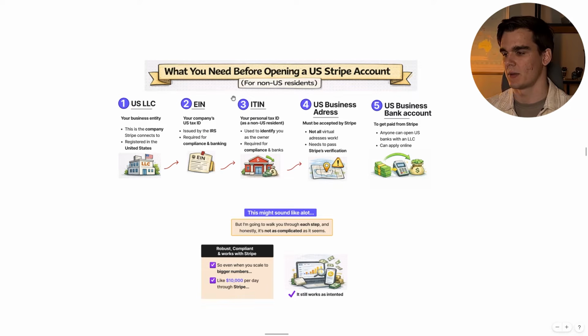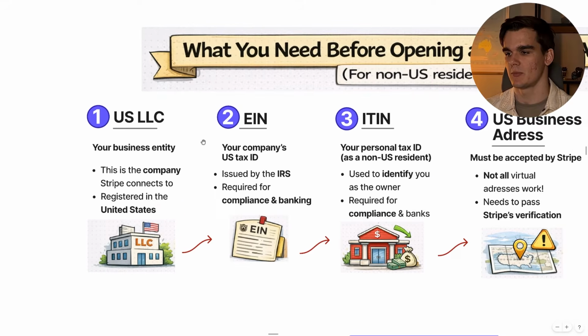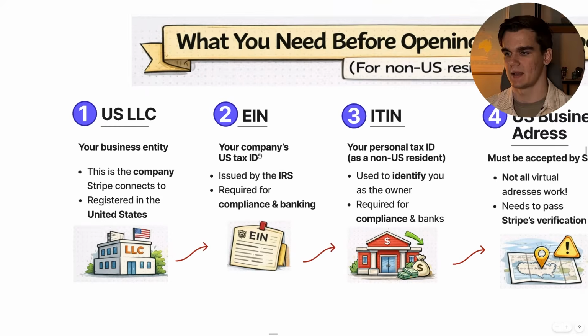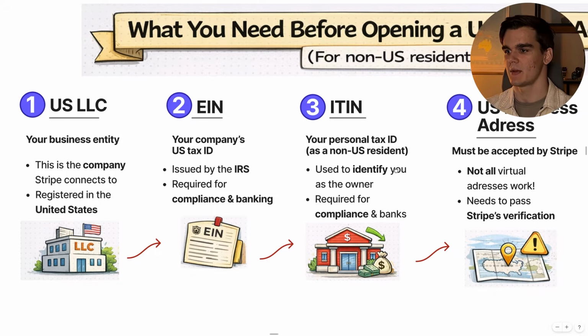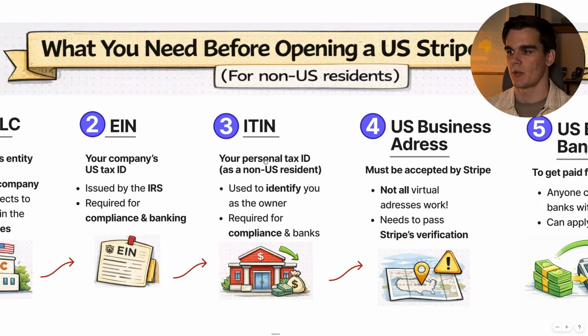So here's all the preparation we need to do. First, we need to get a US LLC. This is your business entity. This is the company Stripe connects to and is registered in the US. Second, an EIN number, which is your company's US tax ID. This is issued by the IRS and required for compliance and banking. Then we have the ITIN. This is your personal tax ID as a non-US resident, and this is used to identify you as the owner and also required for compliance and banks.